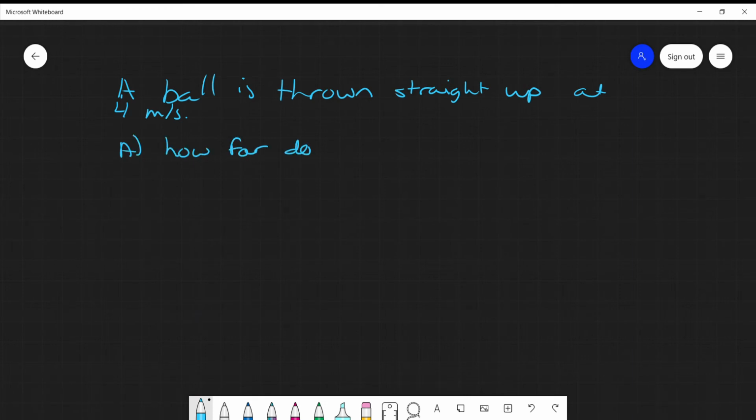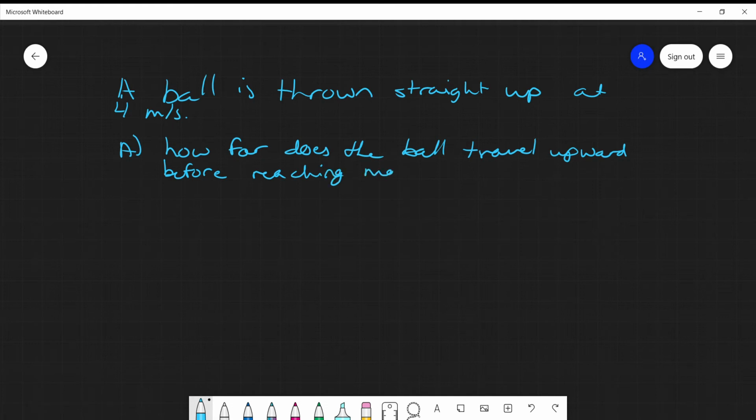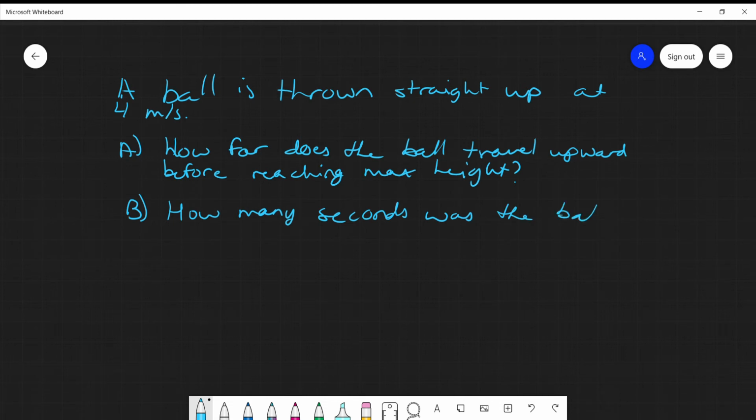How far does the ball travel upward before reaching max height? My handwriting is atrocious, I'm so sorry. And then part B is, for how long? How many seconds was the ball traveling?